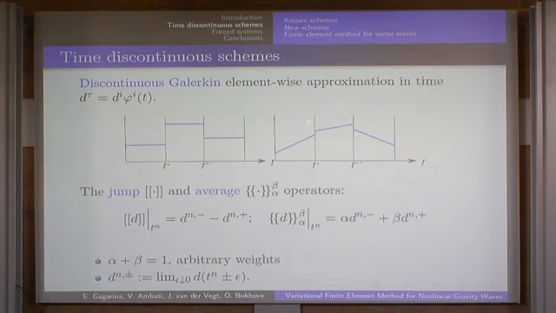Then we need to introduce the left and the right trace of a variable over the time edge or a time point. So first I will be using notation for any variable: n is the time point where it's placed, minus is the left trace, and plus is the right trace. And for further convenience, we will introduce a jump and average operator, which are formulated as follows. A jump is the difference between left and right trace, and an average is a weighted average, where the weights alpha and beta are summed to 1.